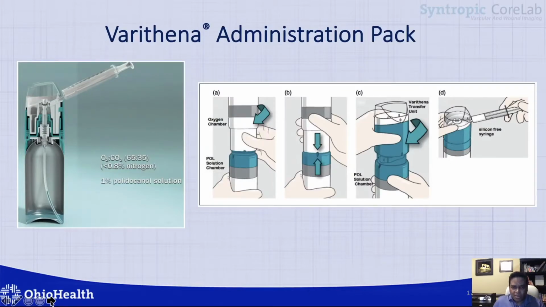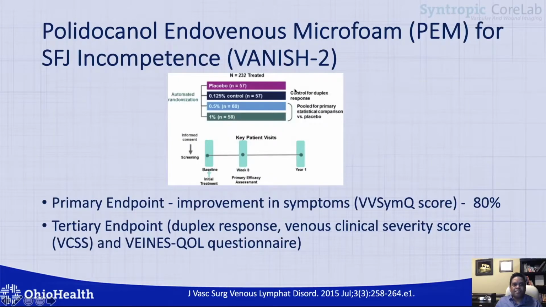The final non-tumescent non-thermal technique is Microfoam, also called Varithena. Now this is a Boston Scientific product. This is a 1% polidocanol solution constituted into foam with a very low percentage of nitrogen, and the foam is directly aspirated from the canister and injected into the vein.